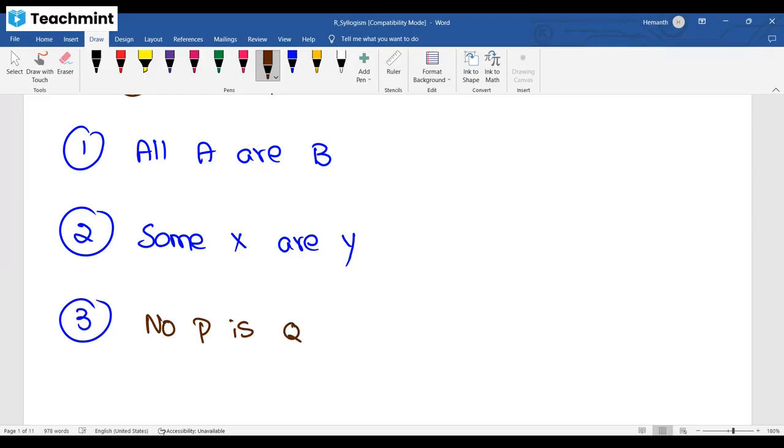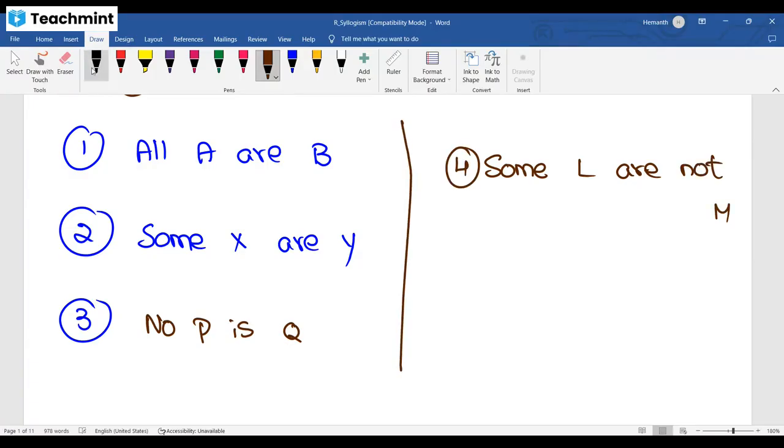Okay. And there is one more thing. This generally comes in conclusions, not from the statements point of view. Some L are not M. Some L are not M. This generally comes under conclusion. The fourth one, in general, is not in statements; it generally comes in the conclusion part. But we can say that in statements also, no problem. So we have 4 different types of statements and conclusions. The first one, in short, we can say is all, the second one is some, the third one is no, and the fourth one is some not. In short: all, some, no, some not.